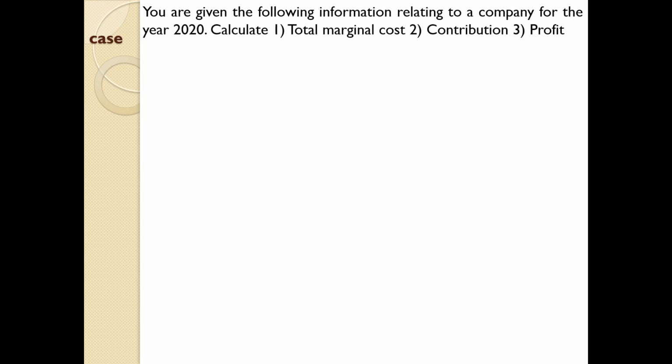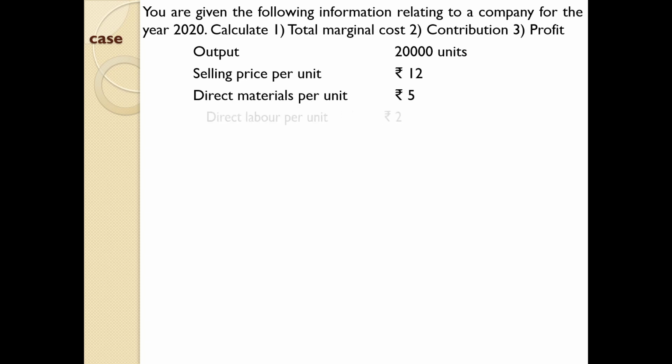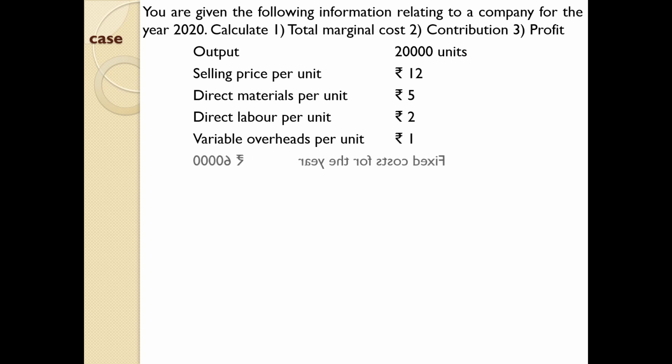Next one, let us try out an example case regarding preparation of marginal cost statement. I hope you understand the marginal cost statement. You are asked to find total marginal cost, contribution as well as profit. During the period, details is given. Output 20,000 units. Selling price per unit is 12. Direct materials per unit is 5. Direct labor per unit is 2. Variable overheads per unit is 1. And fixed cost during the period is 60,000.